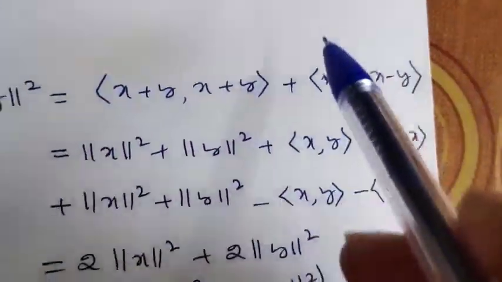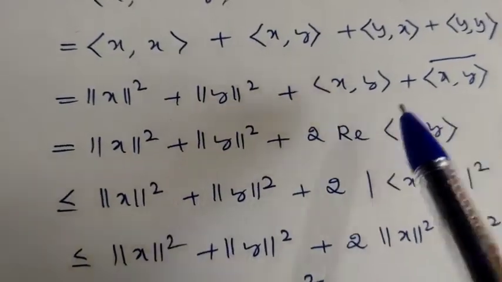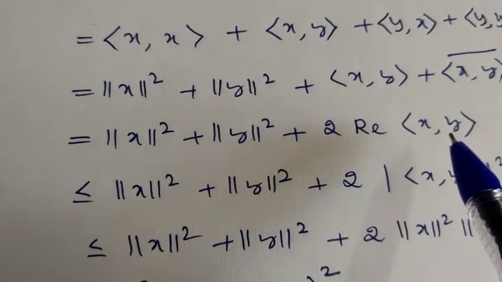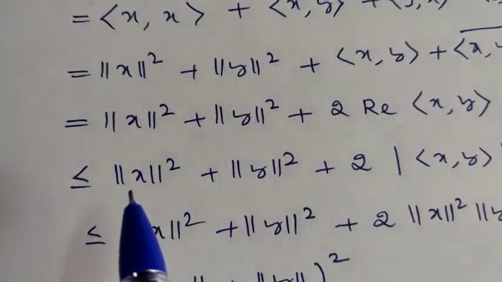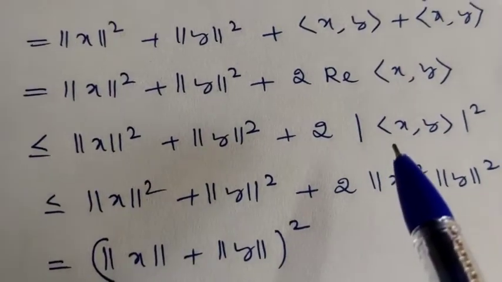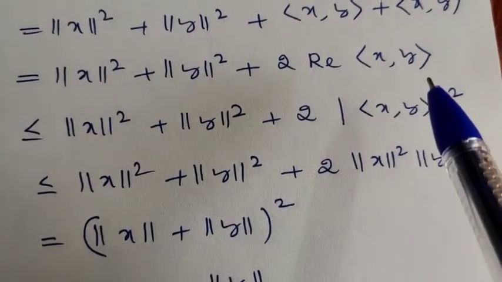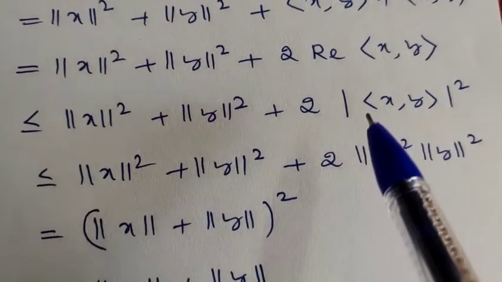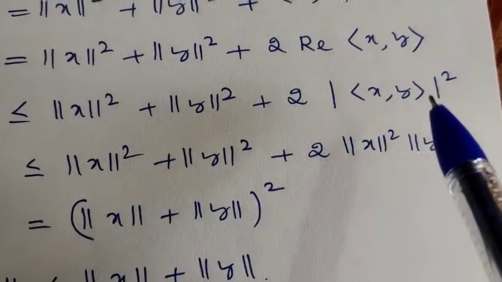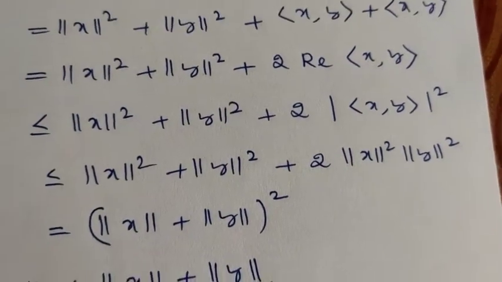So this is equal to z plus z bar, that is 2 times real of z, where z is the inner product of x comma y. So this is less than or equal to norm of x square plus norm of y square plus 2 times real of x comma y. Now you know that 2 times real of x comma y is less than or equal to 2 times mod of x comma y, because mod of z means what?